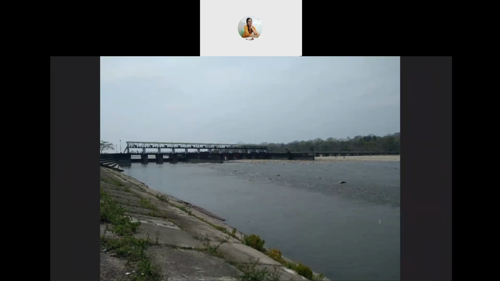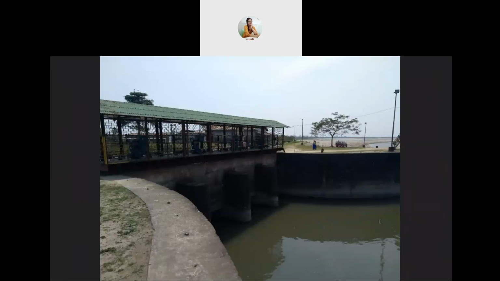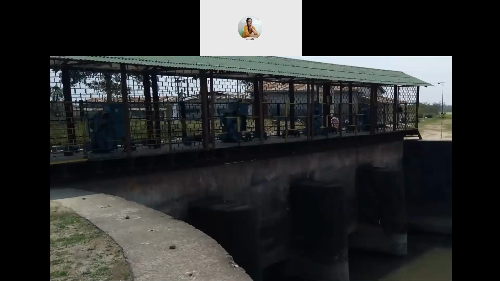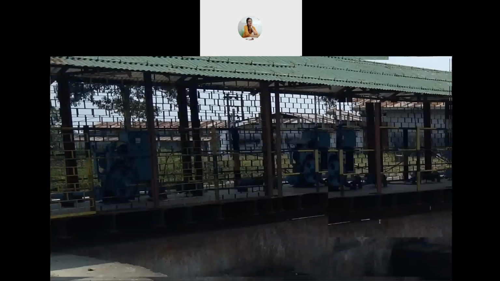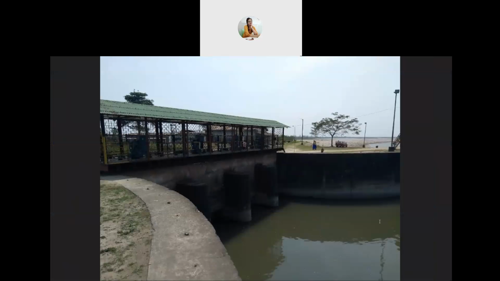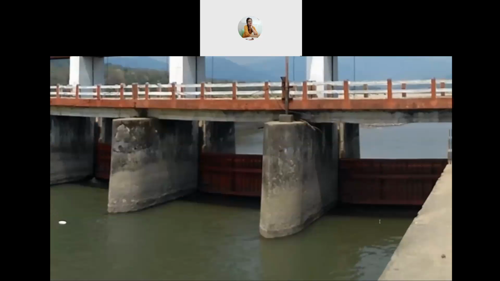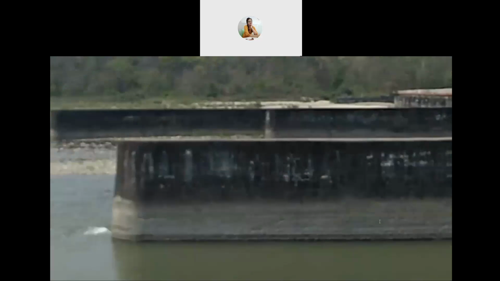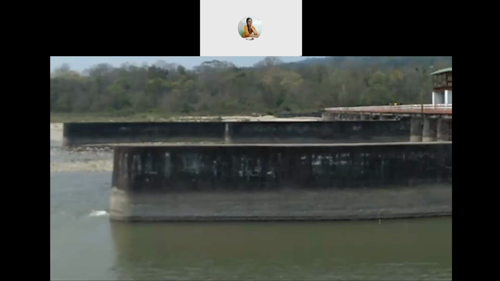And this is the head regulator. This is constructed nearby the undersluices, and here also there are these kinds of machine arrangements. This is a picture from the downstream side. So you can see the downstream of these undersluice gates. These are the divide walls. This is one, and you can see another one in the distance.